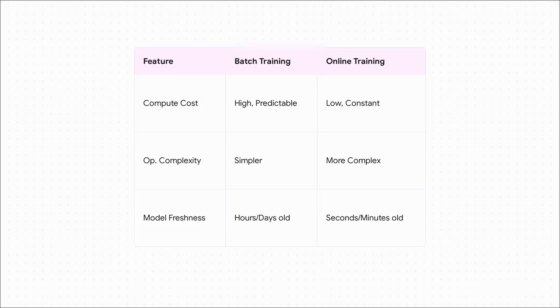And finally, model freshness. This is where you see the real difference. With online, your model is always just seconds old, which again is essential for that fraud detection system. With batch, your customer churn model might be a few days out of date, but you know what? That's a totally acceptable trade-off for how much simpler and more reliable it is to run.